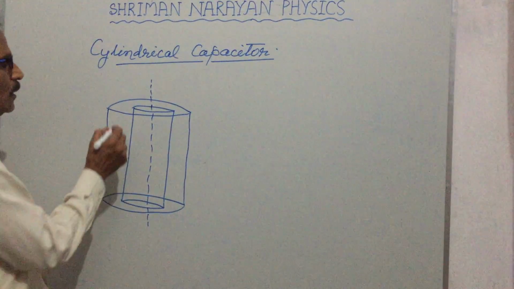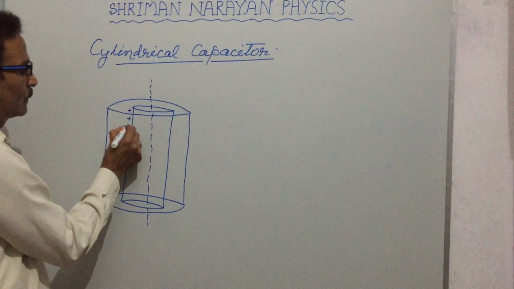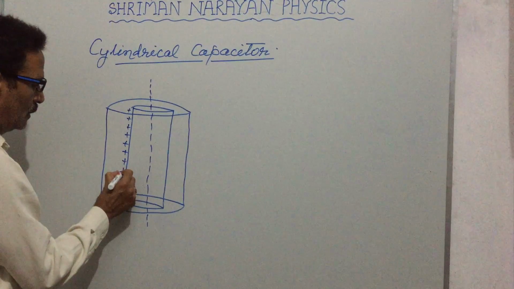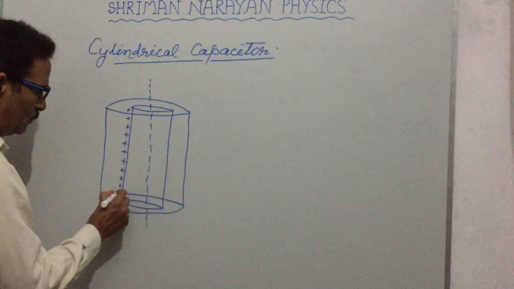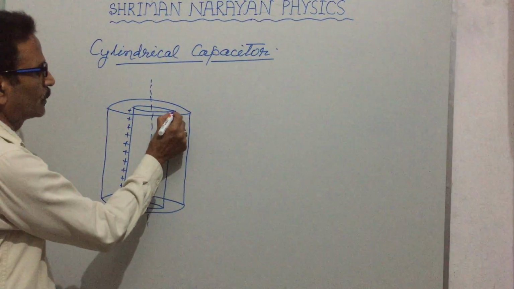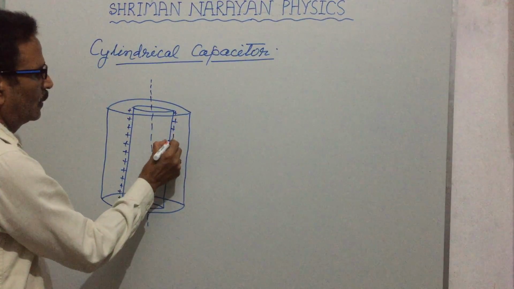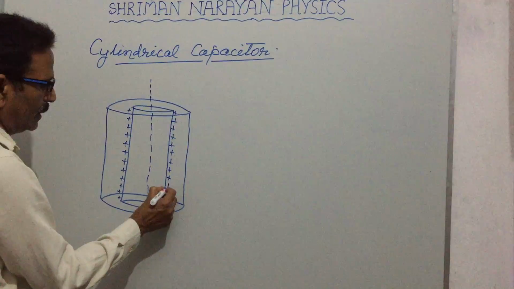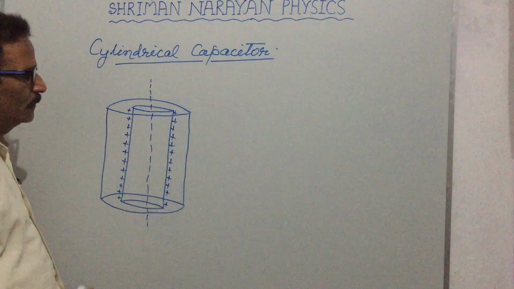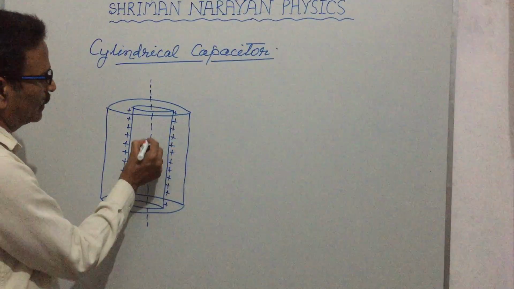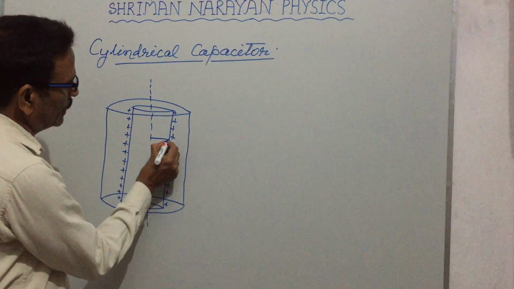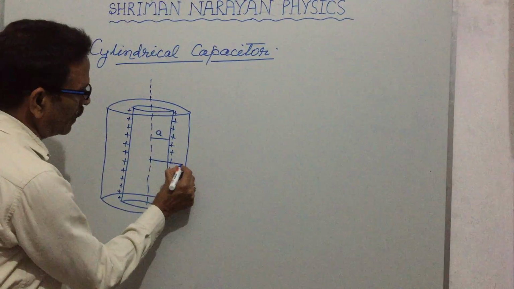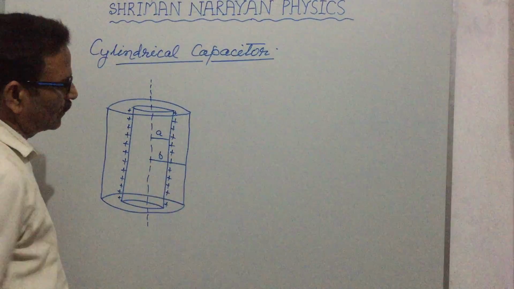Charge is given to the inner cylinder. You can see this is the inner cylinder, and suppose positive charge plus q coulomb is supplied to it. Let us imagine that the radius of the inner cylinder is a small a. I mean to say that this is the axis, the radius is a, that is this distance is a, and the radius of the outer cylinder, let it be a small b.